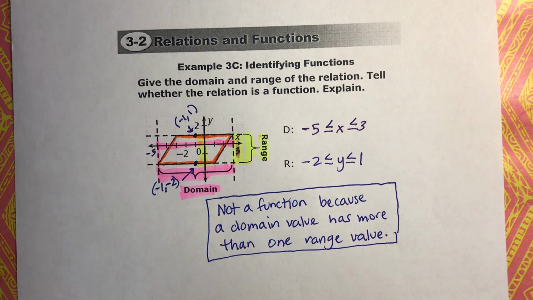Now, when you have different types of figures like this, or lines, one thing that works as far as telling whether something is a function or not is what they call the vertical line test.